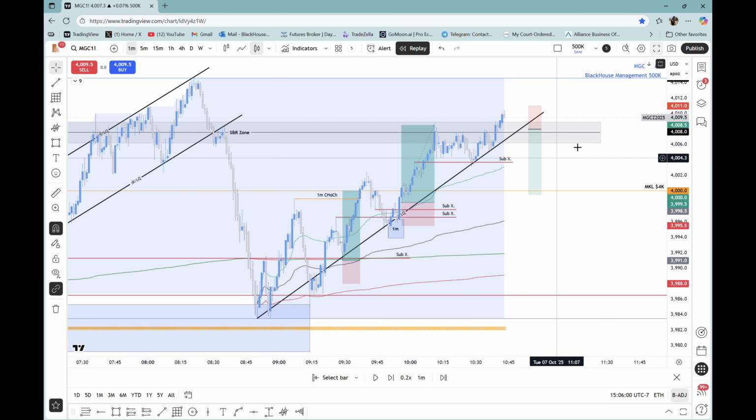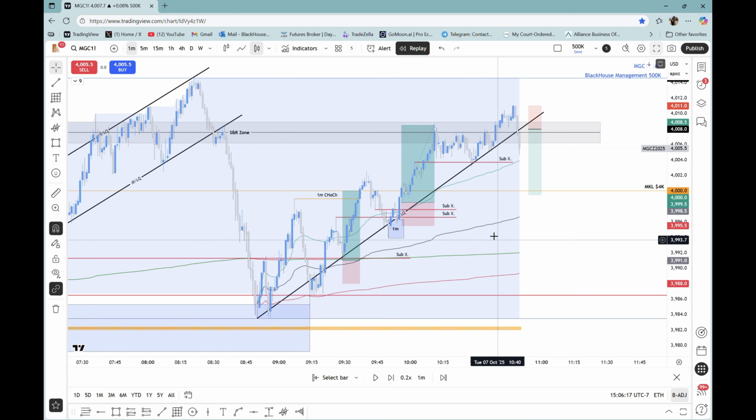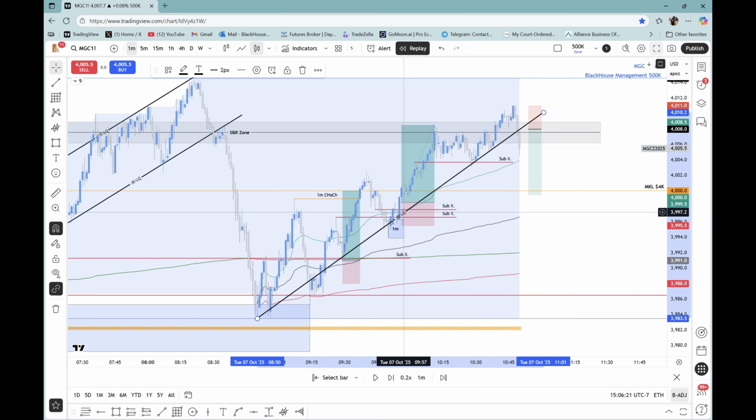Now, remember, we're in this support and resistance zone. So normally, this is where price is being rejected. Price is being rejected around here. So let's watch this. Now price has broken this, price is sweeping this internal range liquidity trend line. And remember, we're at the support and resistance zone.